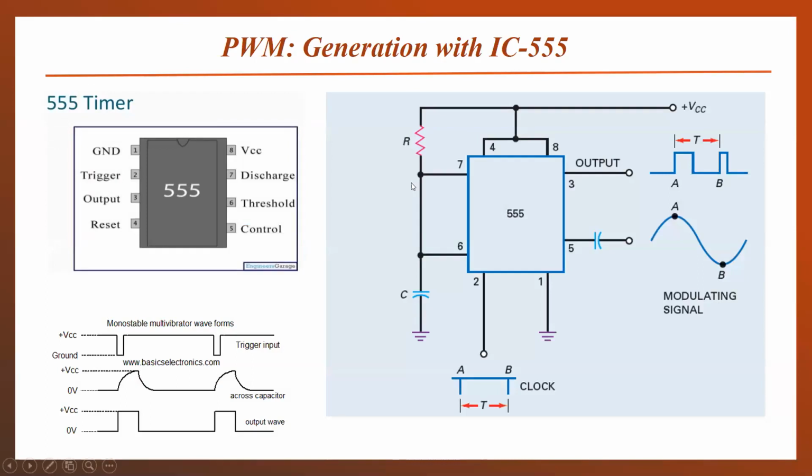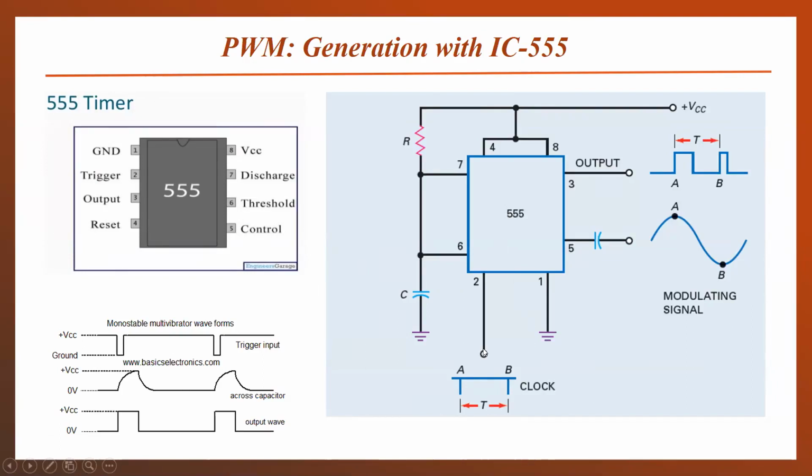The second methodology is using IC 555 timer. IC 555 is an 8-pin IC whose working, or we can say whose connections, are mentioned here. This is the out. This is the front panel type view of IC 555. And how does this work?